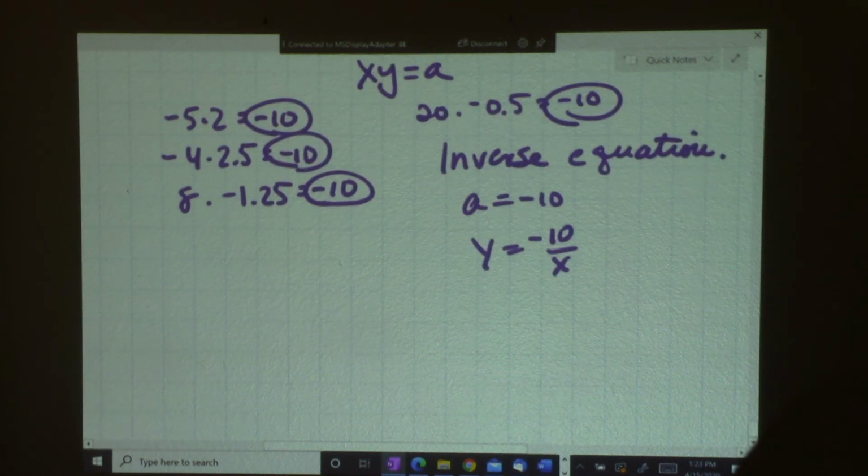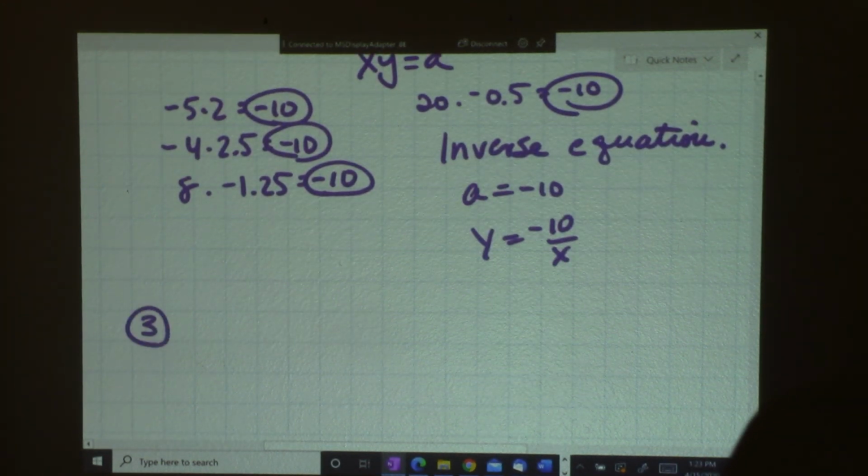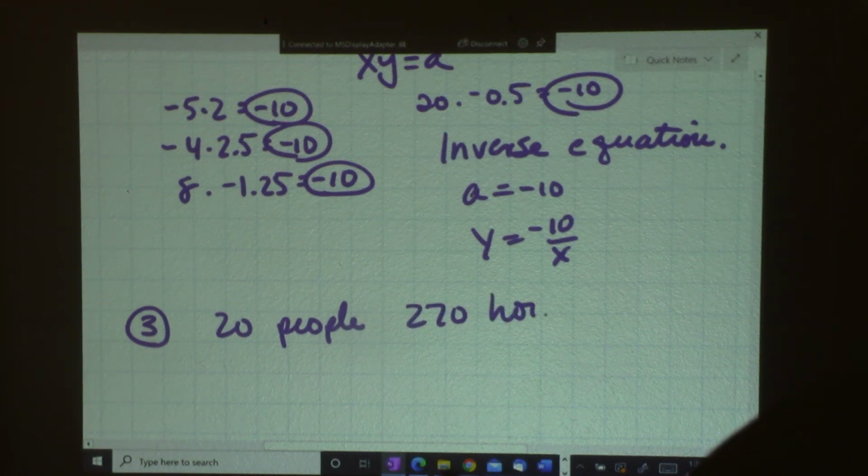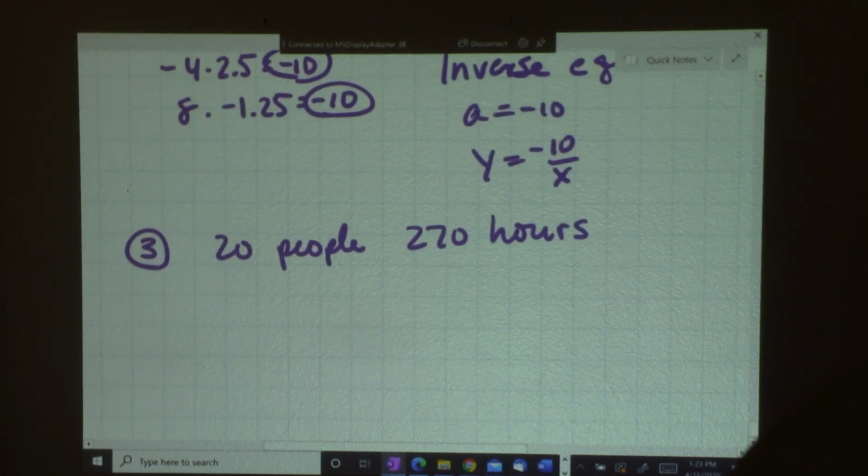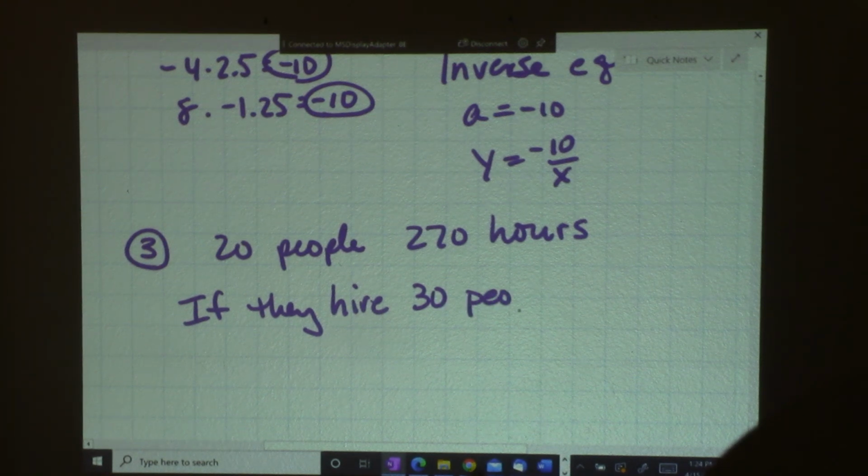All right, the last one is number 3. I'm just going to read it. Suppose the theater company estimates that 20 people working for 270 hours can do the job. Find the work time per person if they hire 30 people. How much time?